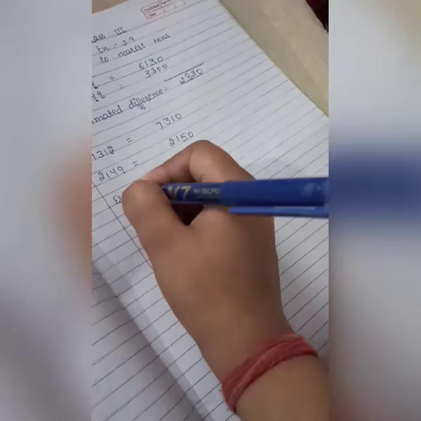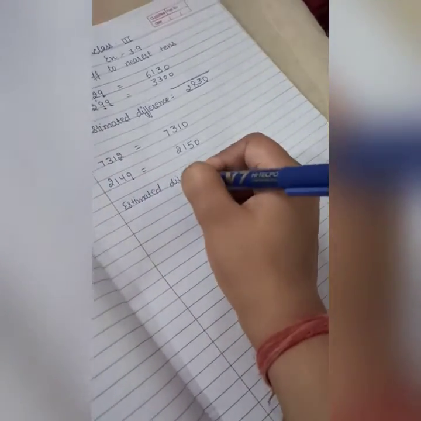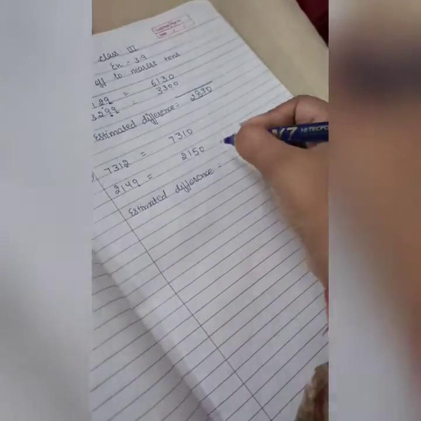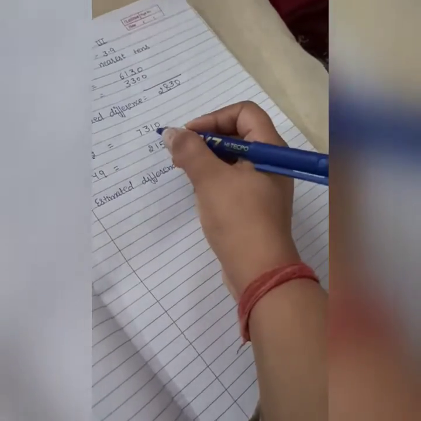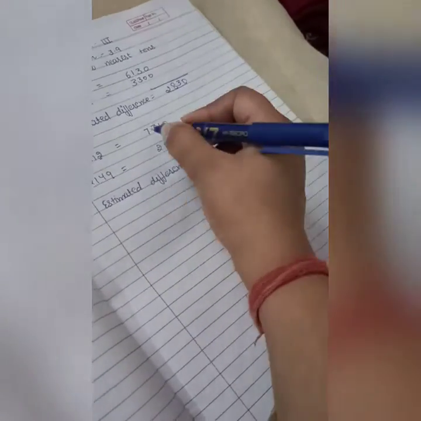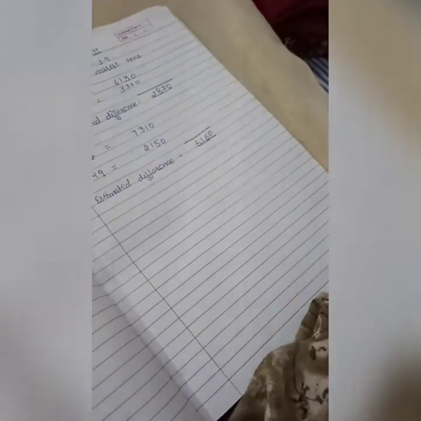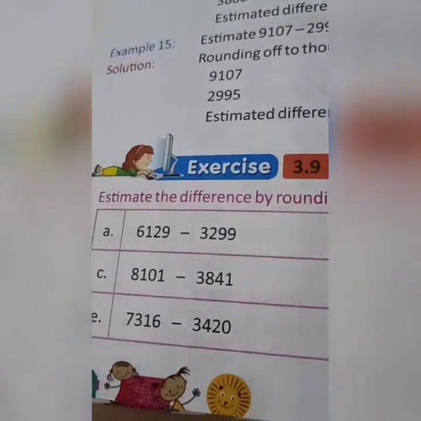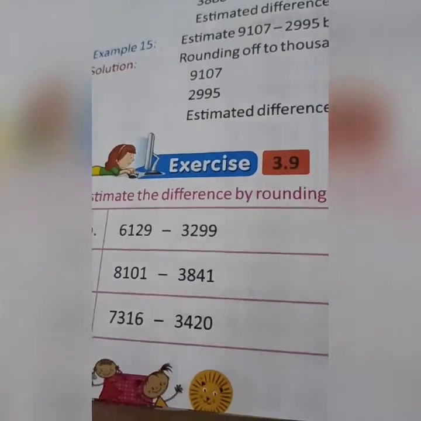Same, you will write here estimated difference. Subtract: 0 minus 0, can't subtract 5 from 1, 11 minus 5, 6, 2 minus 1, 1, 7 minus 2, 5. Right? Third, C part, 8101 and 3841.